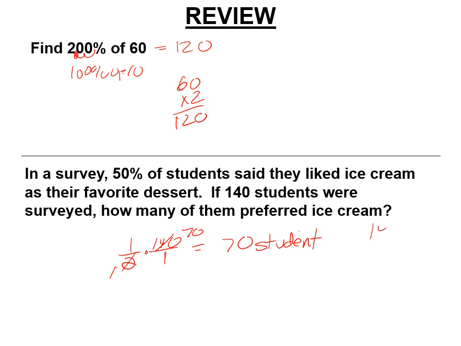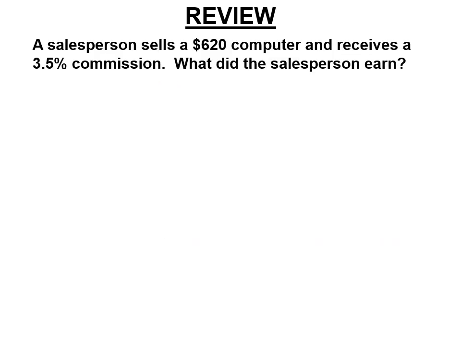Again, some people just like multiplying decimals every time. You can do it that way, and that will work on the test, unless I ask for some other method. But you can use the decimal method. 50% is 0.5.